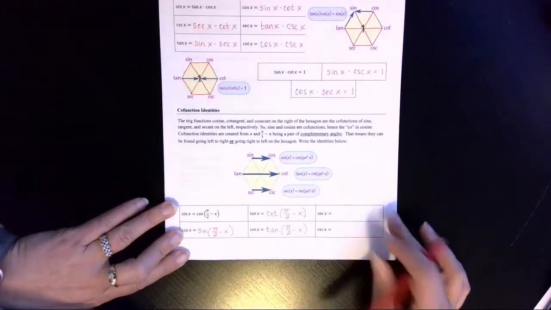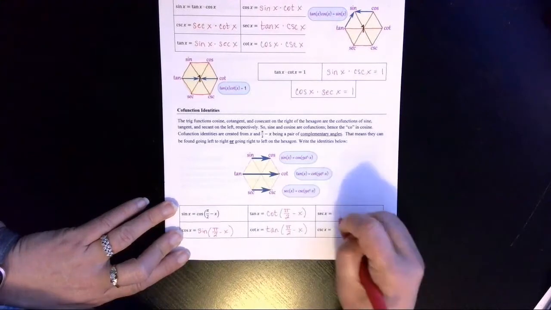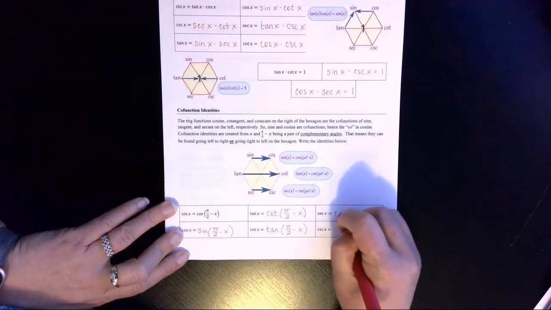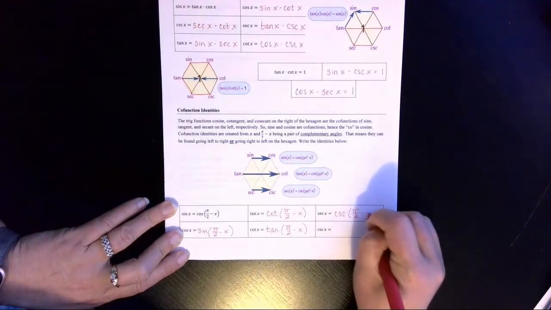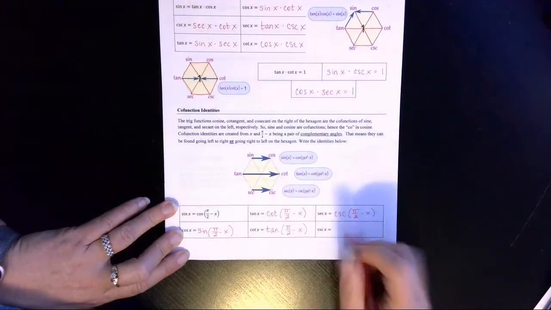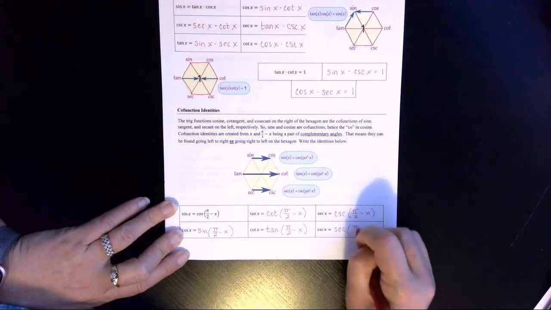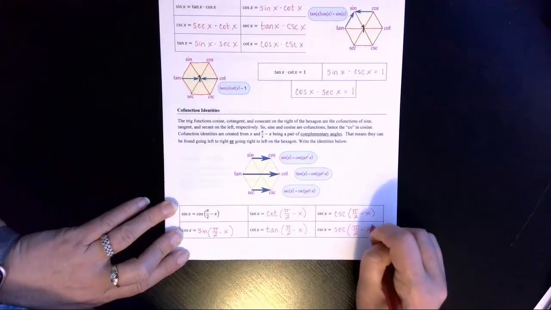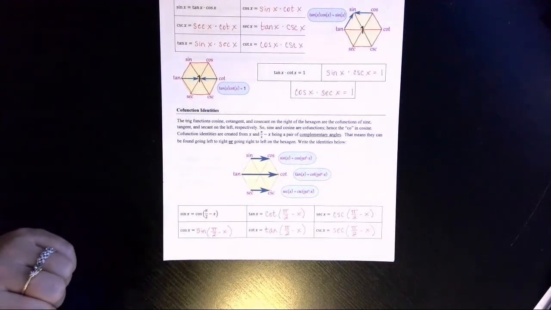Then the secant, going from left to right, so the secant of x is equal to the cosecant of pi over 2 minus x, and then the cosecant, going from right to left, the cosecant of x is equal to the secant of pi over 2 minus x. Okay, and those are the 6 cofunction identities.